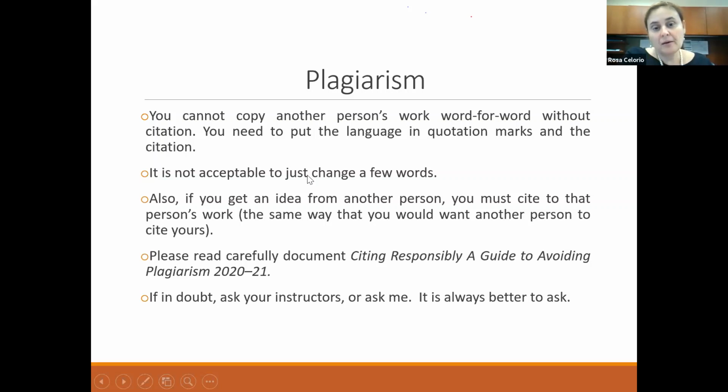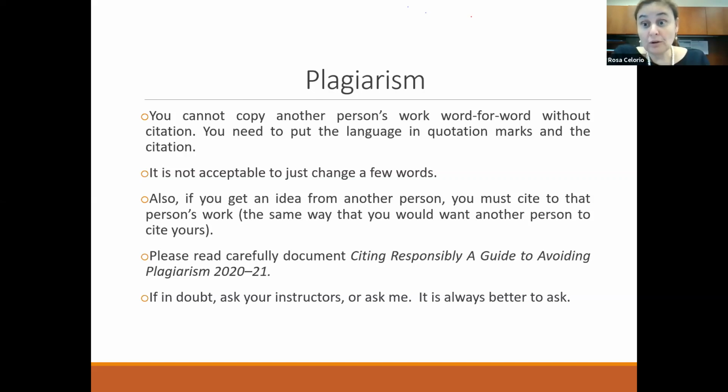Remember, and these are very important rules of thumb, you cannot copy another person's work word for word without citation. That's something that we prohibit at the law school. You need to put the language in quotation marks and the citation. Remember the paraphrasing and changing a few words.